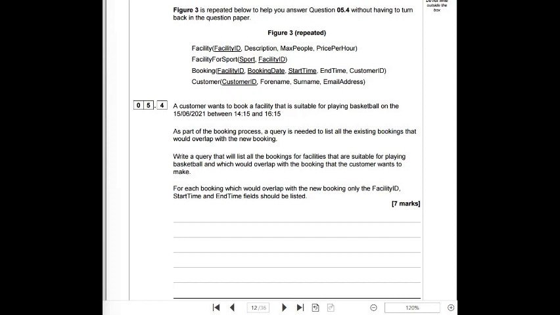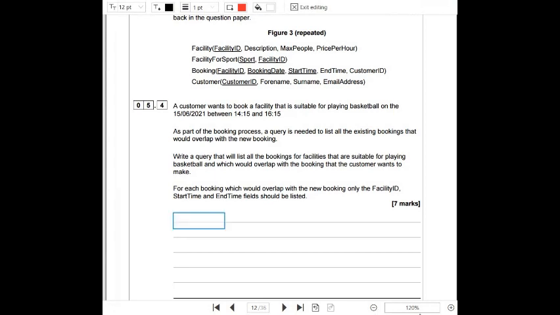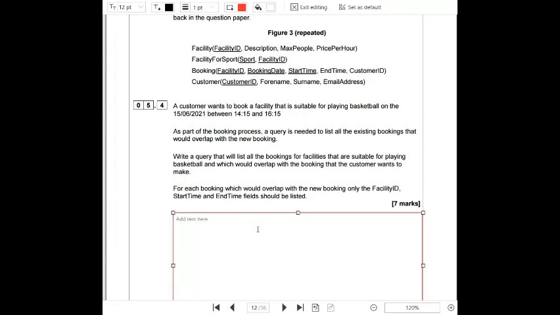So as part of the booking process, a query is needed to list all the existing bookings that would overlap with the new booking. So we're going to write a query that will list all the bookings for facilities suitable for playing basketball and which would overlap with the booking that the customer wants to make. So for each booking which would overlap with the new booking, only facility ID, start time, end time fields should be listed. So 7 marks. So that's a big meat and potatoes one.